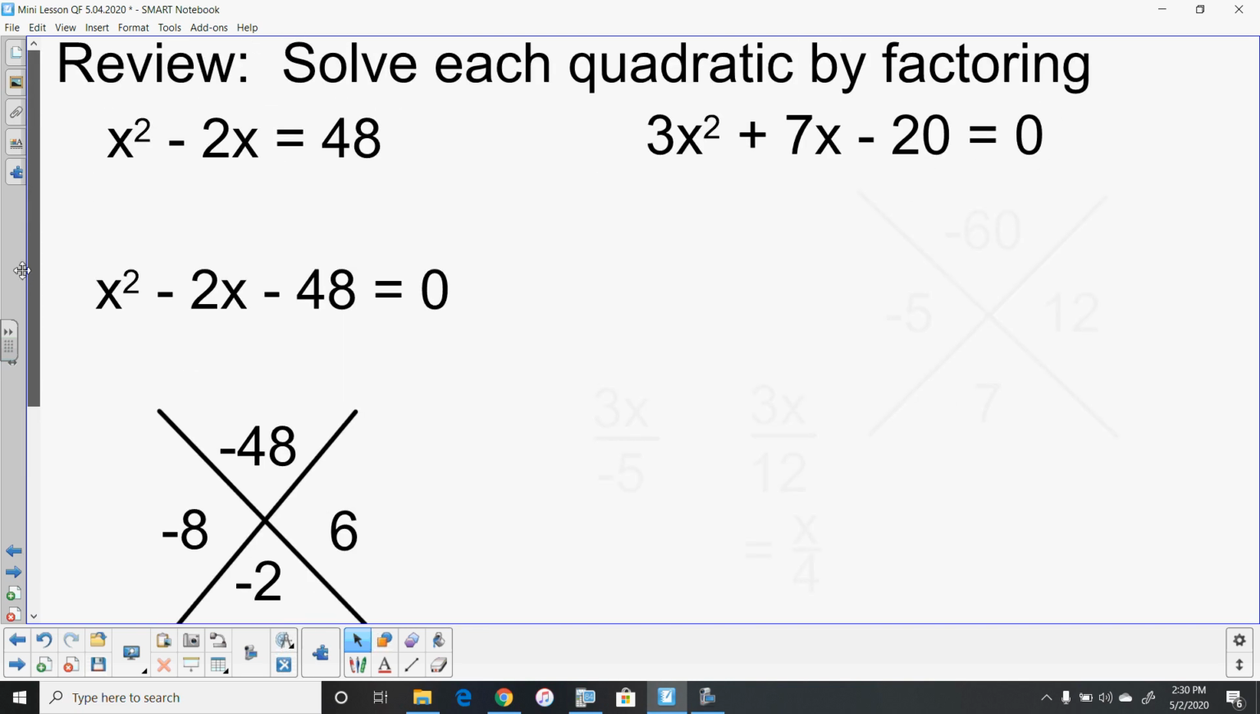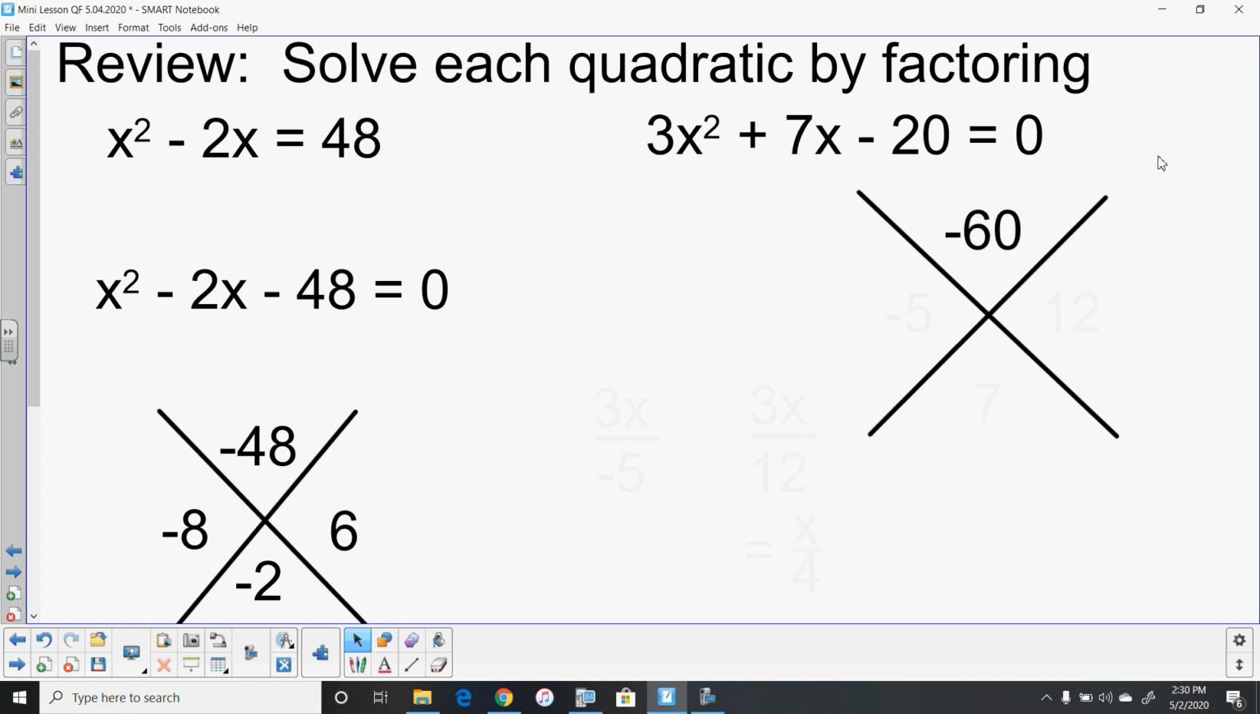Let's go ahead and solve this other one. Okay, I've got a trinomial, 3x squared plus 7x minus 20 equals 0. So the method I was trying to show you last week was start with your diamond. Because this is an a value greater than 1, I need to think of multiplying a times c to get negative 60. So I need factors of negative 60 that add up to positive 7. And those are negative 5 and positive 12.